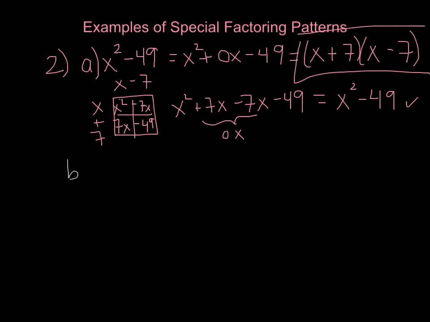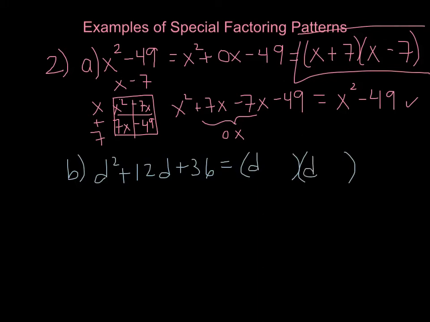In 2b, they give us d squared plus 12d plus 36. So I need to factor this trinomial into the product of two binomials. I know that my first terms have to multiply to equal d squared, so that would be d times d. My last terms have to multiply to 36, but I also need to make sure that I can add up to 12d. So that would be plus 6 and plus 6.